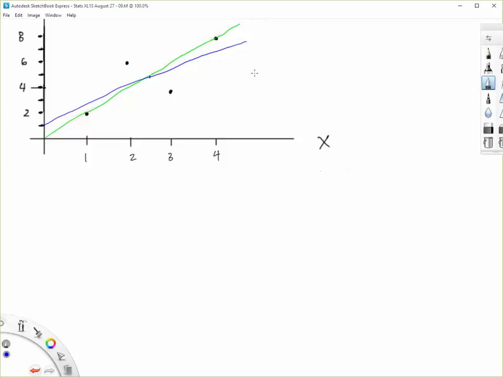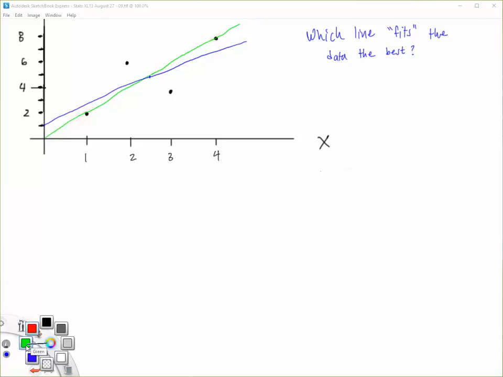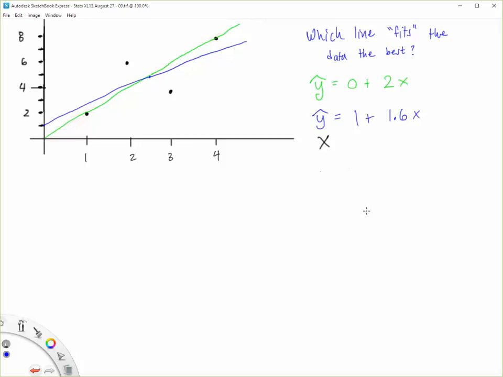Which line does a better job of fitting our data? Or, which line, quote, fits the data the best? I'll write the equations of each line here. The green line is y hat equal to 0 plus 2x, and the blue line is y hat equal to 1 plus 1.6x. These are our two lines, and we're asking which line does a better job of fitting.